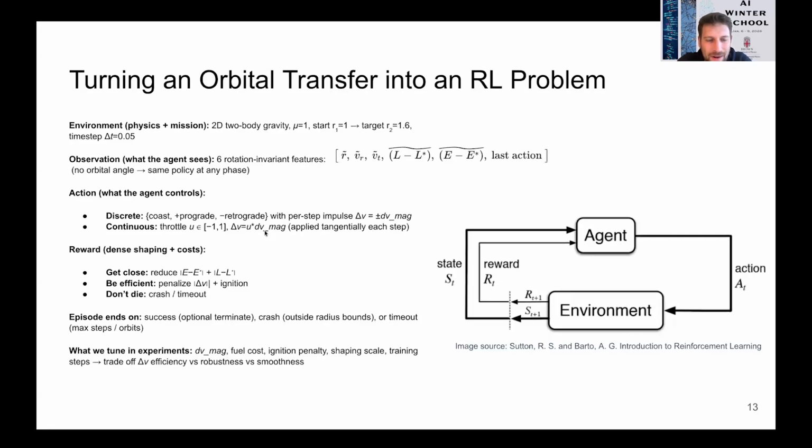And then another place where there's a lot of creativity, where I made some decisions and you'll get to play around with a little bit in the notebooks, is in the reward. So how do we calculate the reward, the R of T here? Well, there's a few things we want to do. One, we want to reduce the errors in angular momentum and energy. Obviously, we want to be more rewarded the closer we get to the target energy and angular momentum.